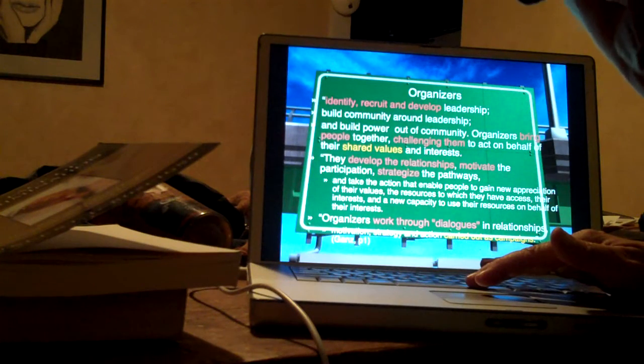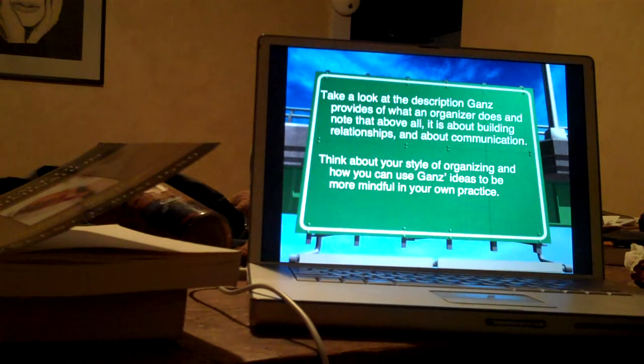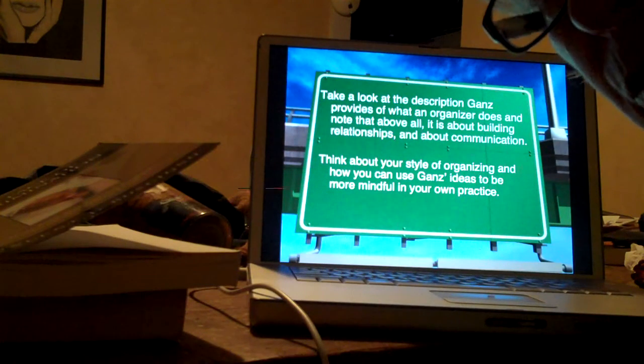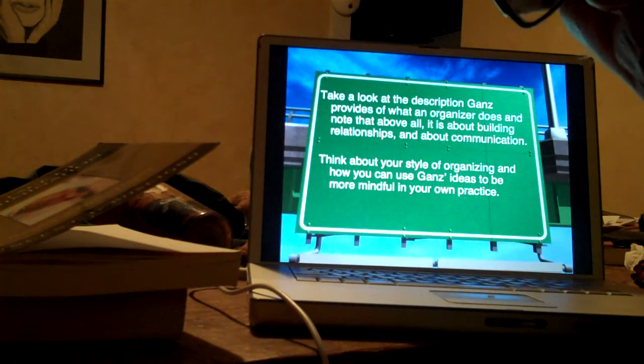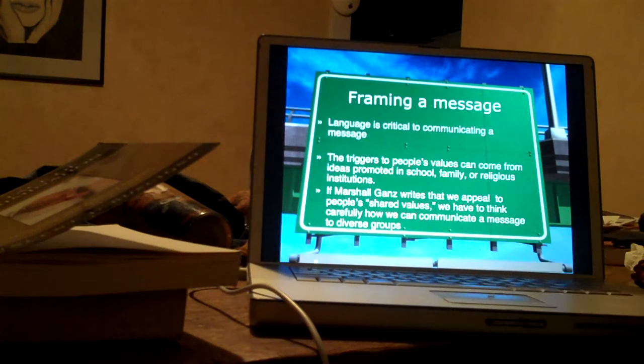For the university, it's building relations with the community. Take a look at the description that Ganz provides of what an organizer does, and note that above all it's about building relationships and about communication. And that's true between and among you students and the people that we're going to be in contact with. Think about your own style of organizing, whether it's in your family, at work, or with your community, and how you can use Ganz's ideas to be more mindful in your own practice.